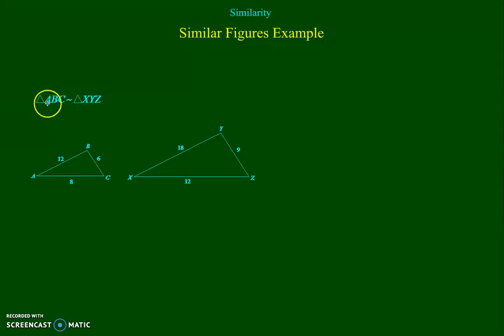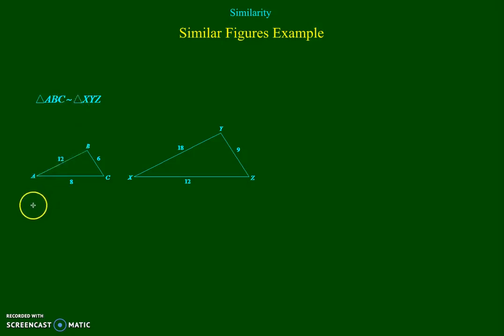The first is that the measure of angle A is equal to the measure of angle X, the measure of angle B is equal to the measure of angle Y, and the measure of angle C is equal to the measure of angle Z. So this angle is congruent to this, this to this, and this to this. The second major thing it tells us is that the ratio of AB to XY is equal to the ratio of BC to YZ, which is equal to the ratio of AC to XZ. Let's go ahead and take a look at that specifically.